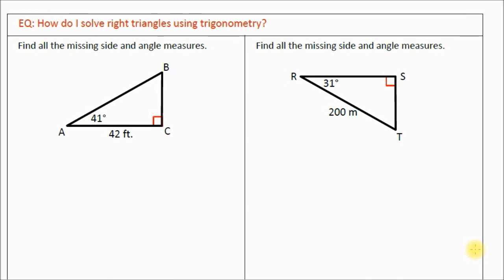And when you hear the words solve right triangles, basically what that means is find all the missing sides and all the missing angles. So if I ask you on a test to solve a right triangle, you have to look at the information I gave you and figure out all the missing information. And class, you should always label your diagram so you are certain you have found all of the missing pieces of information. So let's take a look at our first question. Find all the missing side and angle measures.